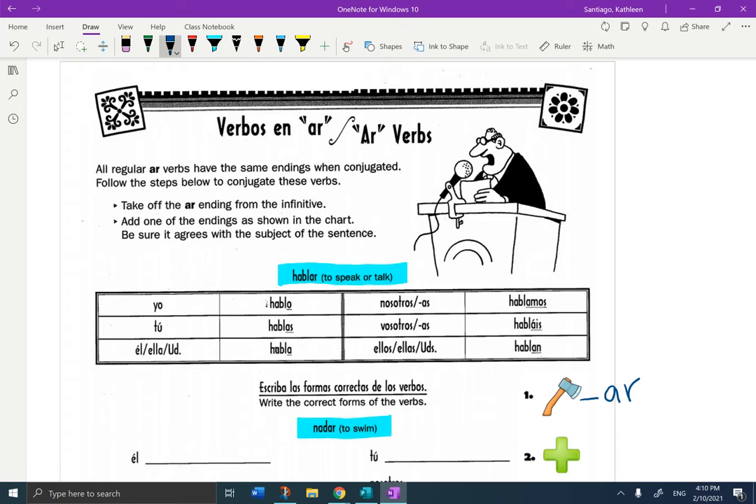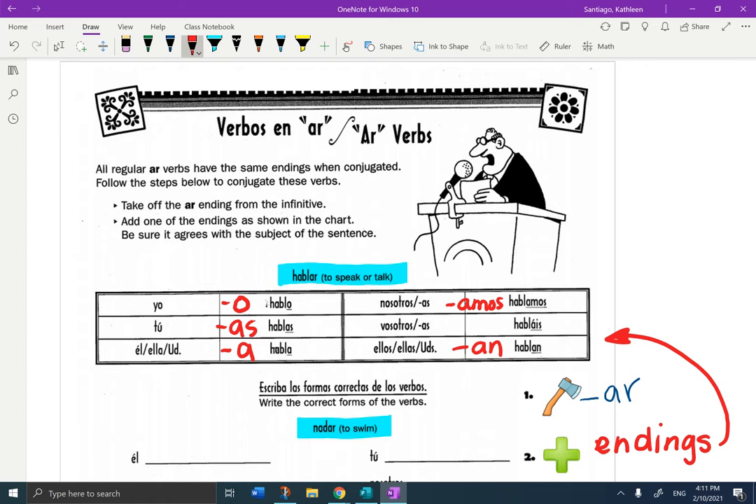The endings here, I'm just going to put them in red at the top. So you're going to add back in the endings. I'm going to write the word endings. And I want you to look up at the chart to find the endings. Okay, they used hablar as an example. So it's hablo, hablas, habla, hablamos, habláis, hablan. O, as, a, amos, an.